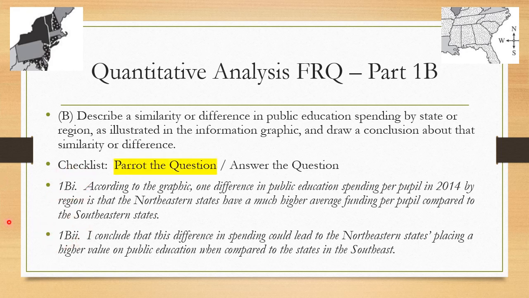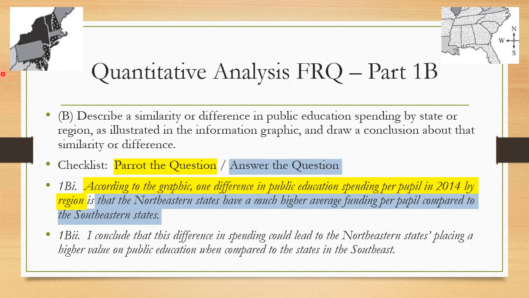Okay, back to our response. Got to parrot the question, right? According to the graphic, one difference in public education spending per pupil in 2014 by region is, all right, so I parroted the question, right? Now I got to answer the question. Is that northeastern states have a much higher funding per pupil compared to the southeastern states. Remember, we identified that on our outline, that the Northeast has a lot more money being spent per pupil than the Southeast. So it's pretty straightforward, right? That is one of the differences. We could have picked several trends in the data, but that's the one we picked for our outline.